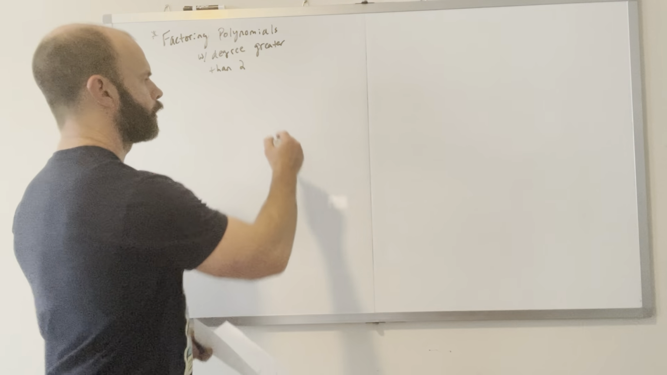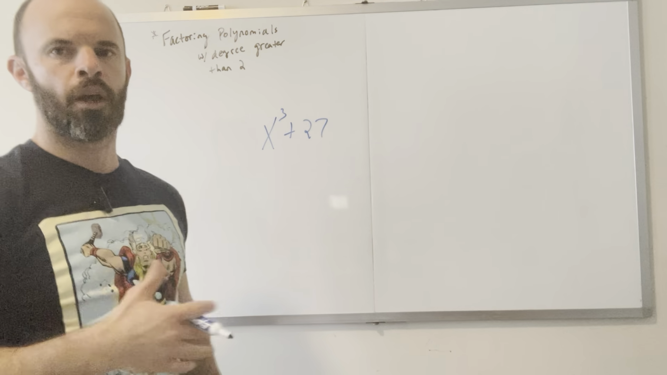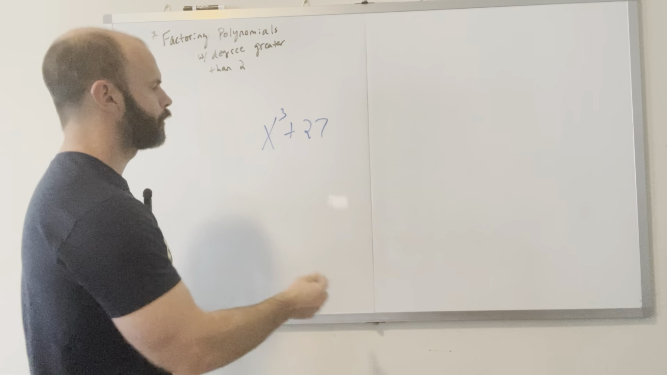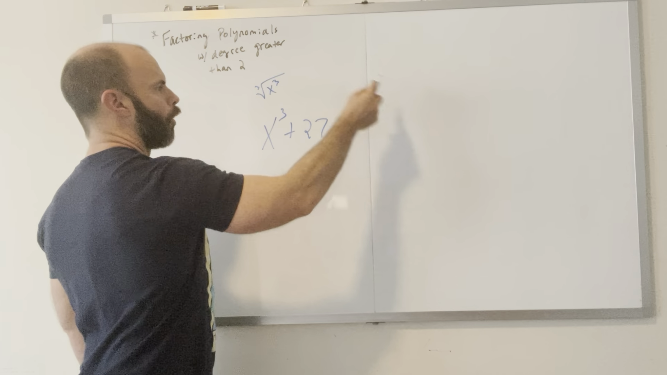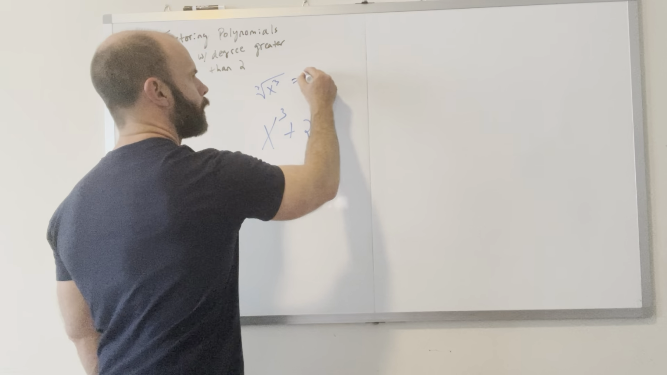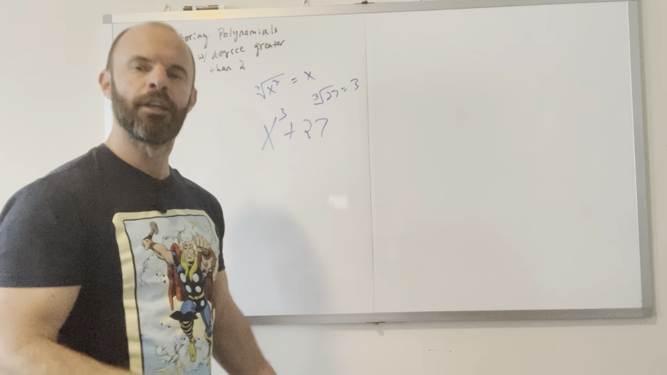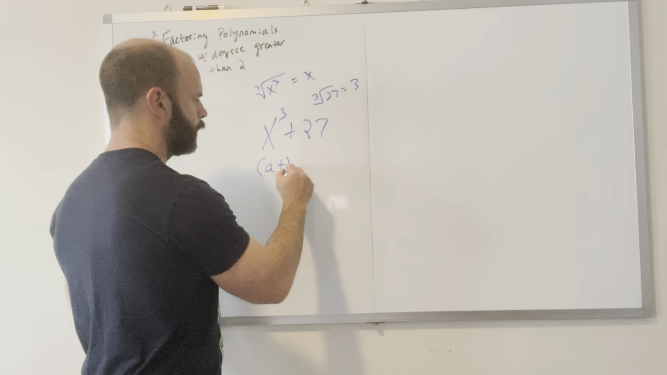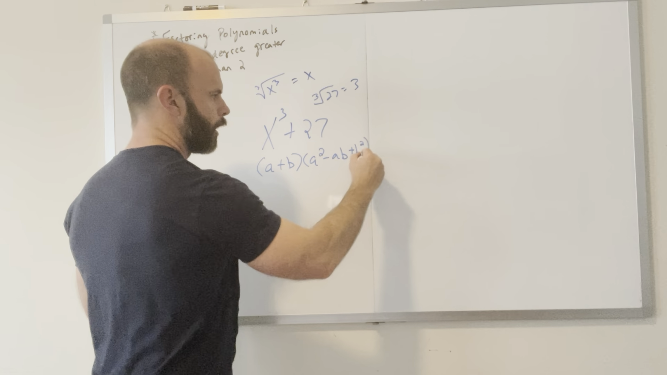So let's take the cubic function x cubed plus 27. And we learn that there's a rule for the sum of cubes. The sum of cubes says that if both of these are cube rootable, so x to the third cube rooted is x, and the cube root of 27 is 3, so I know they're both cube rootable, there's a rule that says (a plus b), and then (a squared minus ab plus b squared).